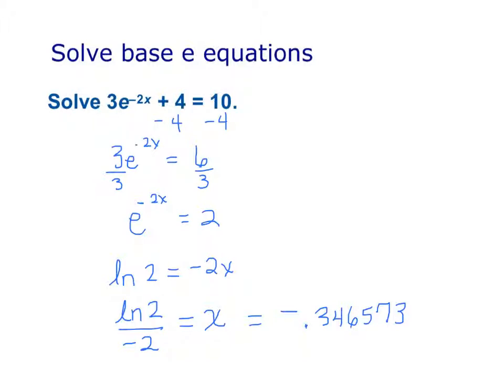So once again, let's recap what we did. We subtracted the 4 to the other side, and then we divided by 3, getting e to the -2x by itself on one side. We converted it to a natural log and solved for the variable, knowing that natural log of 2 is just a number. So we can put it in a calculator and get a decimal.